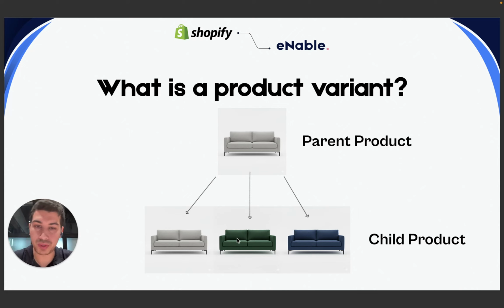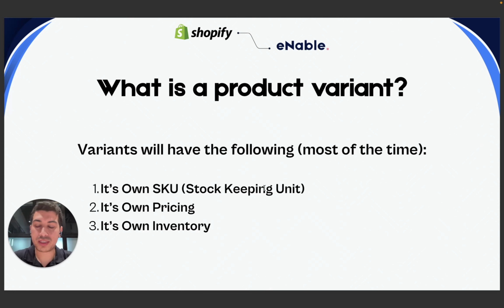Okay, right now we're only showing colors, but if we wanted to, we can have sizes, let's say small, medium, large, and then we would have 9 total child products. Okay, because each size would have 3 different colors. All right, so it's important to note that variants will have the following things most of the time.